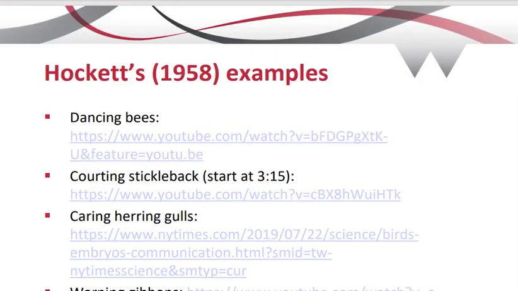So we can see that Hockett, for example, I'll put these up. He talks about herring gulls taking part in caring behaviours for each other. He talks about sticklebacks who perform a particular kind of mating dance. So this is some kind of communication through dance. He also talks about bees doing what's called the waggle dance. So some of you may have seen that there's a beer brewed in Britain called Waggle Dance.